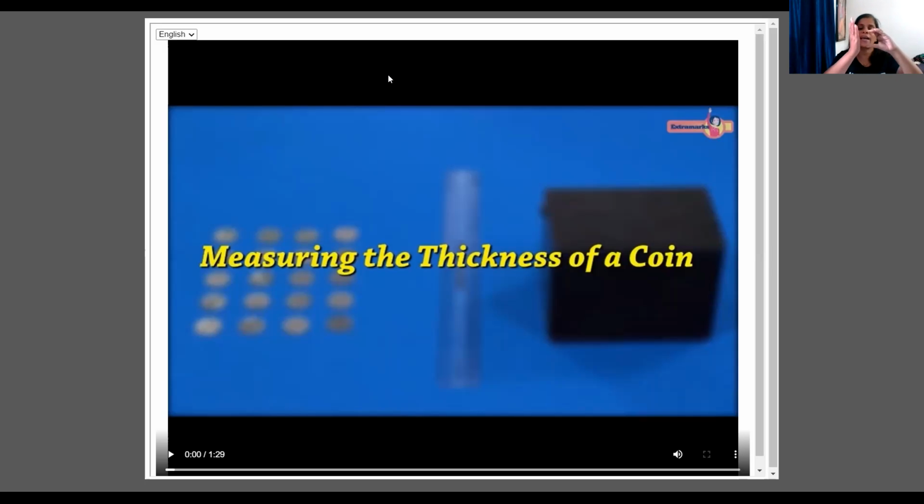So you have arranged, then take a ruler, the 15 centimeter ruler which is present in your geometry box. Then measure the length of that stick. Suppose that length has come 3 centimeter. How many coins have you taken? Suppose you have taken 15 coins. So divide the 3 centimeter by the 15 and you will get the accurate length of the thickness of the coin.